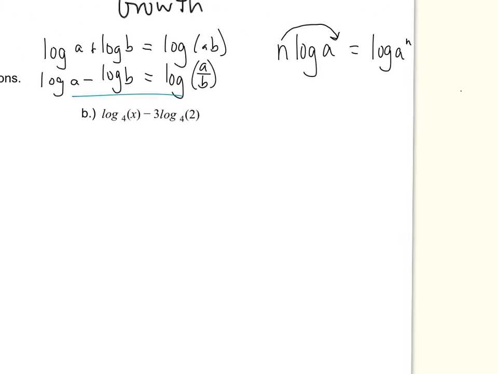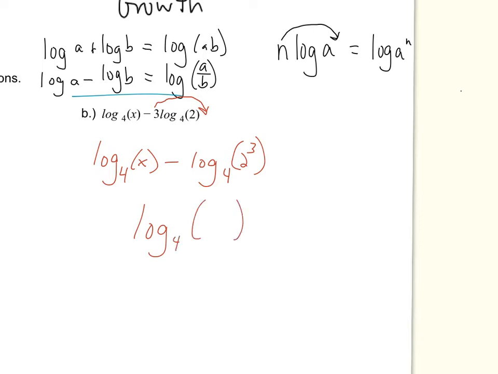Okay, B is very similar, except we have the exponent, the number in front, so I can actually start by taking that up front as an exponent. Now I can rewrite this as log base 4 of x, so don't worry about the 4, it's just there as the base, minus log base 4 of 2 to the third. But now similarly we have the subtraction of logs, so I could write this as log base 4 of x divided by 2 to the third. 2 to the third, 2 times 2 times 2 is 8. So that expression would simplify to log base 4 of x over 8.